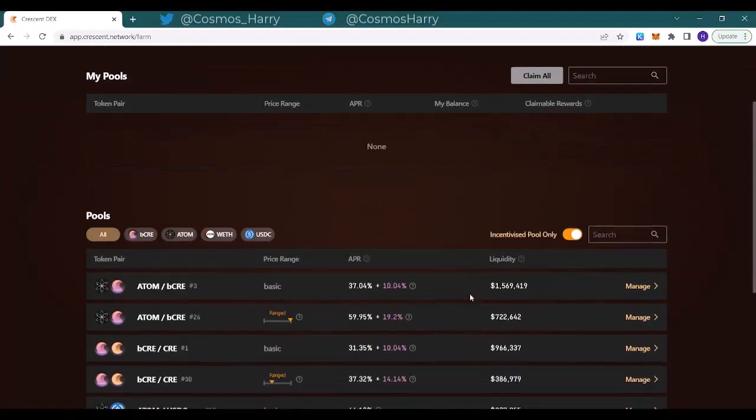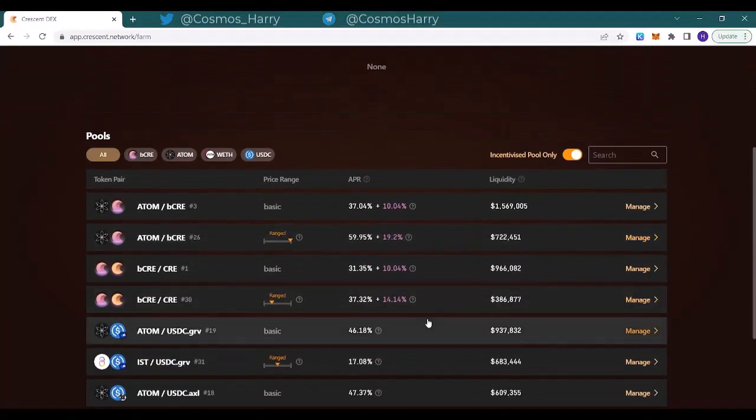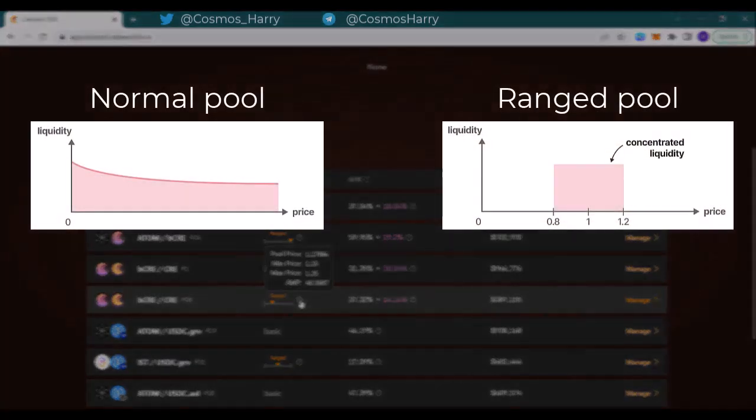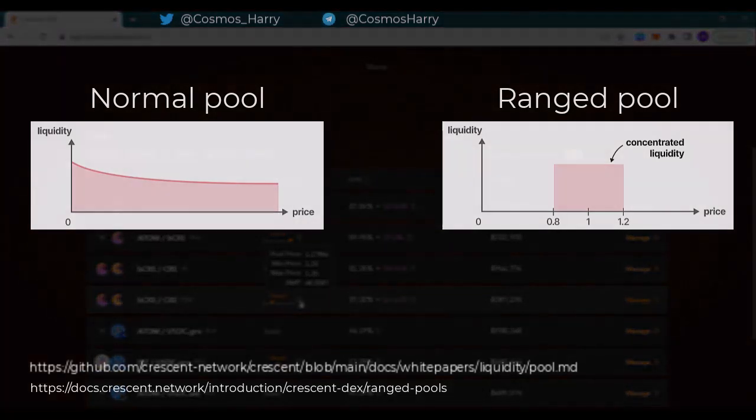Now, range pools help in providing liquidity amplification by selecting a certain range of price. So if we see here the B Crescent and Crescent range pool, it offers the minimum price of 1.15 and the maximum price of 1.25. So all the swaps will happen in this price range, and it amplifies the liquidity by 48%. This decreases the slippage by a huge amount when swapping.